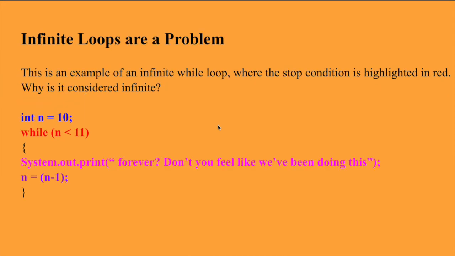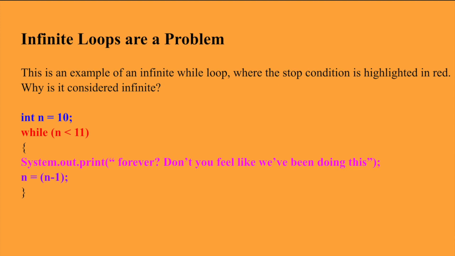Infinite loops are a problem. While loops can potentially be infinite, or it's a lot easier for while loops to be infinite, and this is definitely a problem. Let's look at this one. In this one, we initialize int n equal to 10, semicolon. While n is less than 11, we print the phrase, "Don't you feel like we've been doing this forever?" And then n has 1 subtracted from it each time. First we initialize, second the stop condition is checked, and then 1 is subtracted from n.